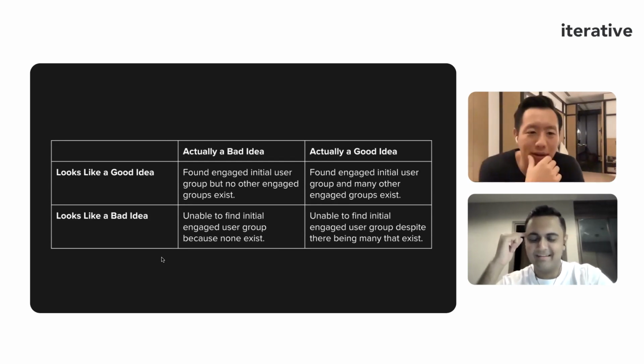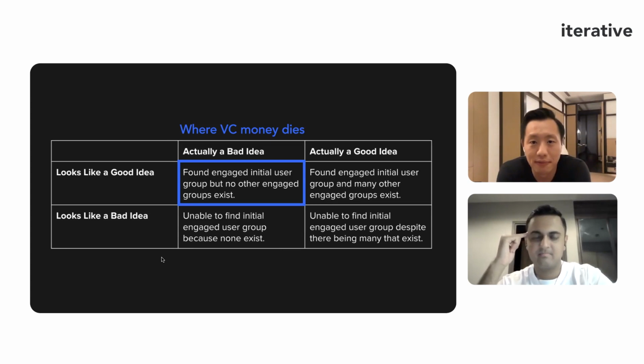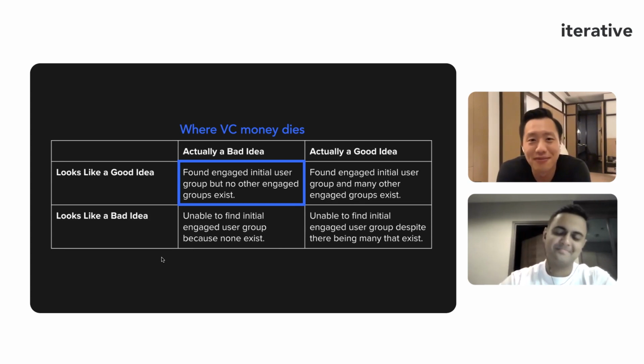The other thing I'll point out is if something looks like a good idea, but actually turns out to be a bad idea, it's a huge time sink. Huge time sink. Not only time sink, money sink. This is where all the VC money dies. This quadrant, right? This is where 90% of VC money goes to die.